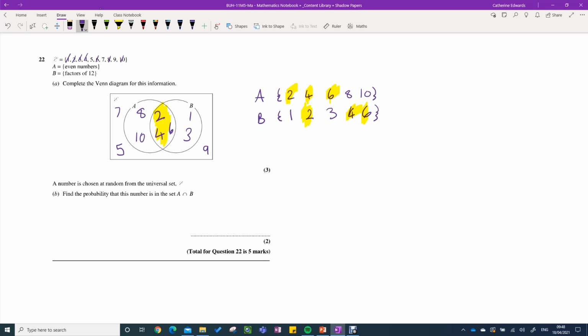A number is chosen at random from the universal set. Find the probability. So this is A intersection B. So this is the middle bit where there are 3 numbers and there are 10 numbers altogether. 3 out of 10.